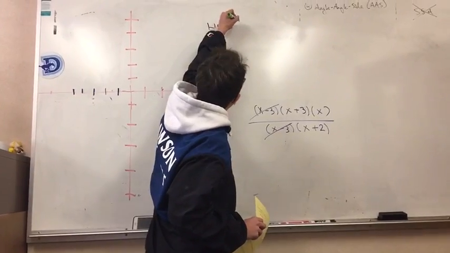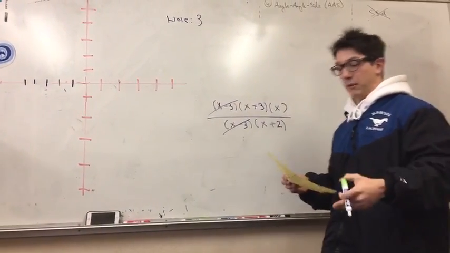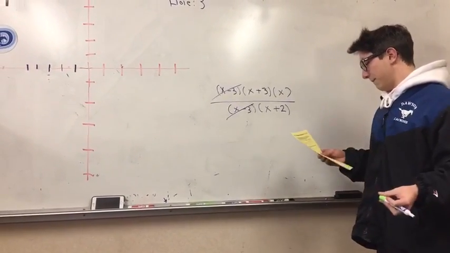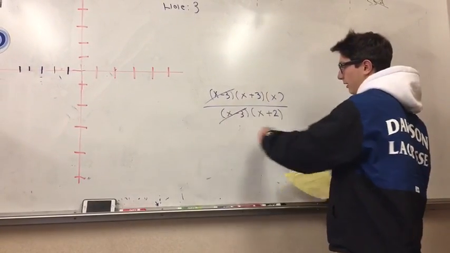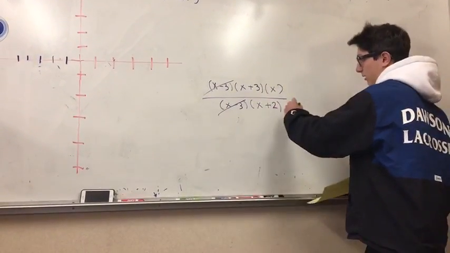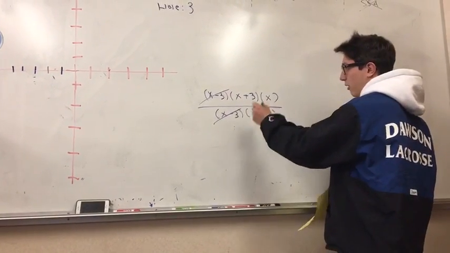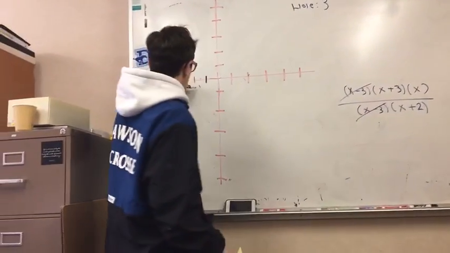at positive 3. Alright, after that, now we're going to have to find the vertical asymptotes. In order to do that, you're going to look at the bottom denominator to see any factors that are left. Here we have x plus 2, so we will have a vertical asymptote at negative 2.